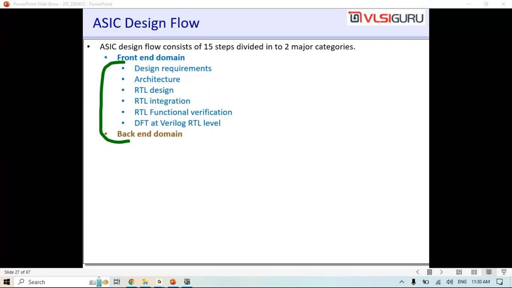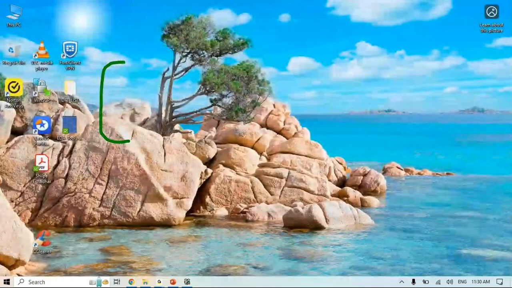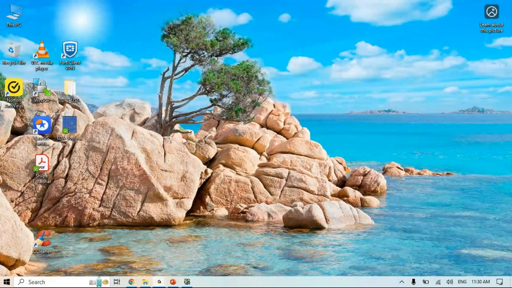Front end domain. So tell me, where does the front end domain start? Requirements. You list down the requirements. Then what is the next step? Architecture. Next step? RTL design. Next, integrate. Next, do verification. What type of verification? Functional verification. Is it functionally correct? Then you do DFT, design for testability at the RTL level.